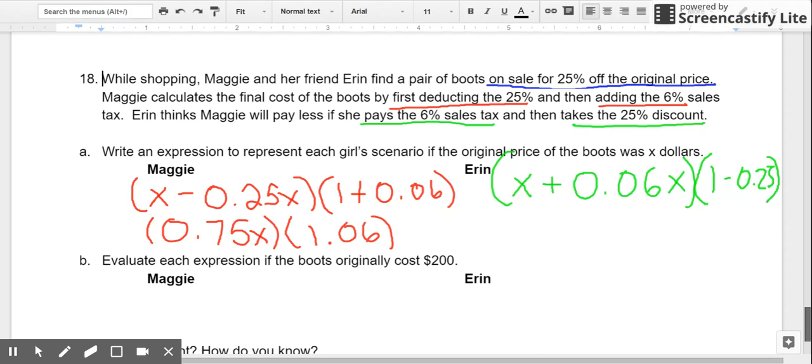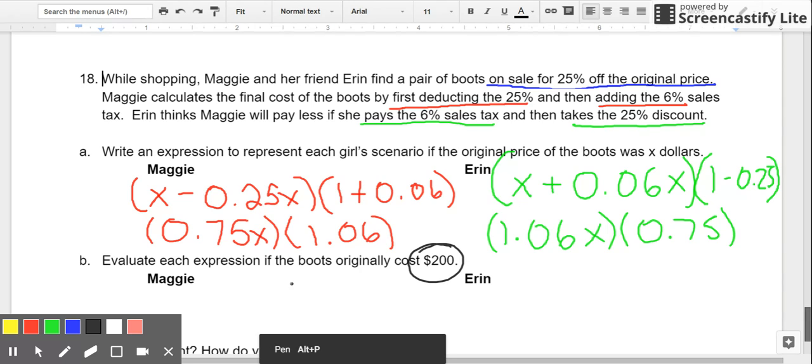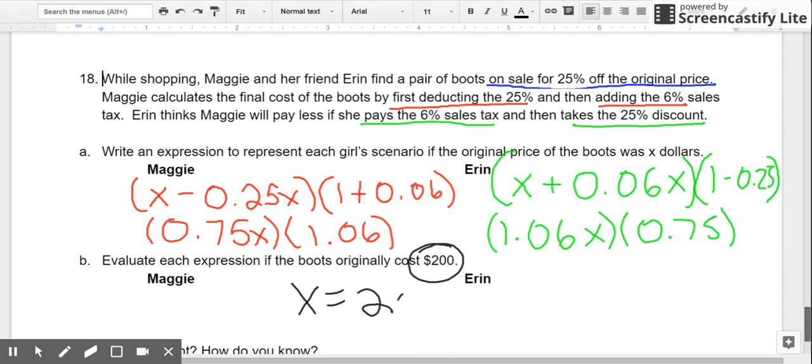So let's simplify Erin's expression. X plus 0.06X. If I combine like terms there, I get 1.06X. And then my second term, 1 minus 0.25. When I simplify that, I get 0.75. Now I've got my two expressions for Erin and Maggie. I'm going to let you do the calculating on your own because you know how to plug in X equals 200 and figure out what each of these is equal to.